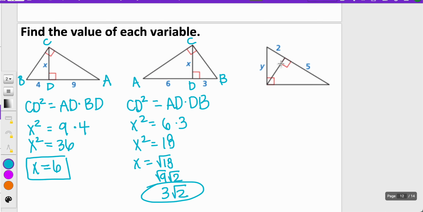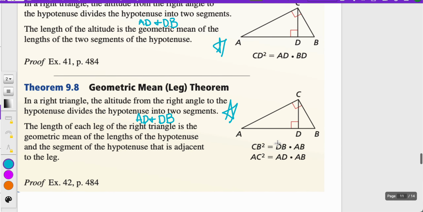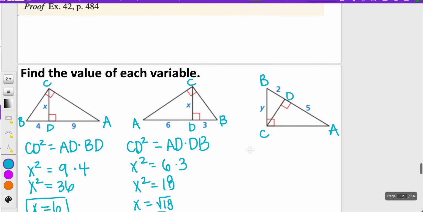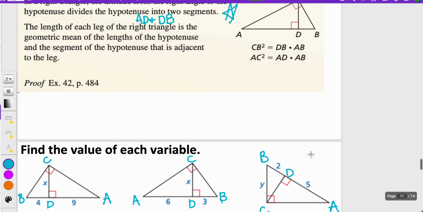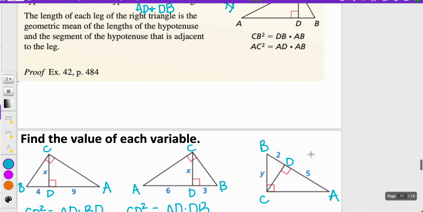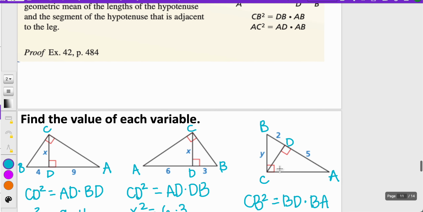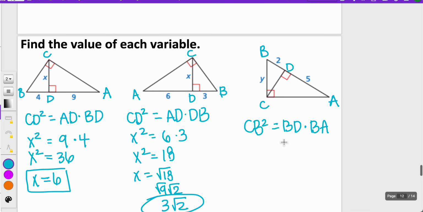And then our last one, a little bit different. So this is still A, this is still B, this is still C, here is D, but notice that BC is missing, or CB. So according to this up here, CB squared is equal to BD times BA, right? DB times AB. Or BD times BA, okay? So same type of deal.